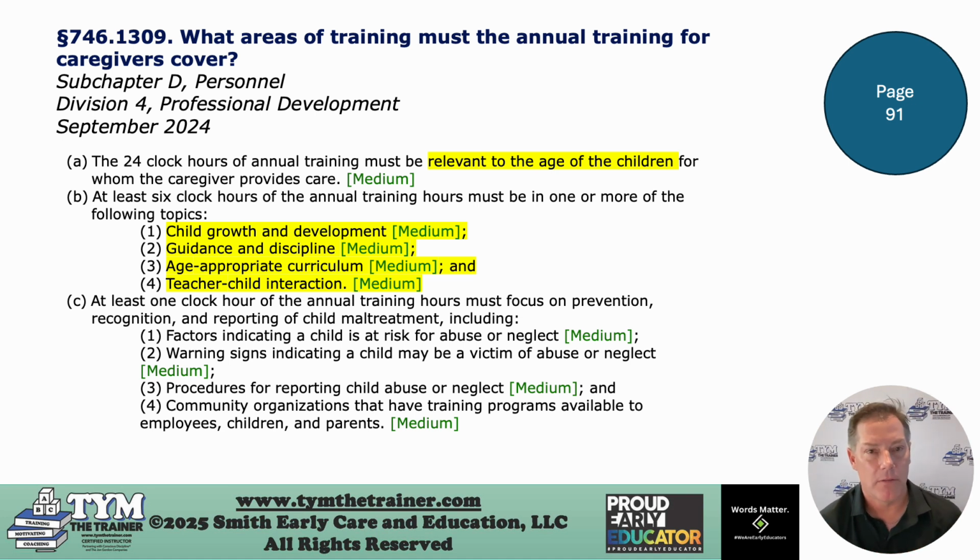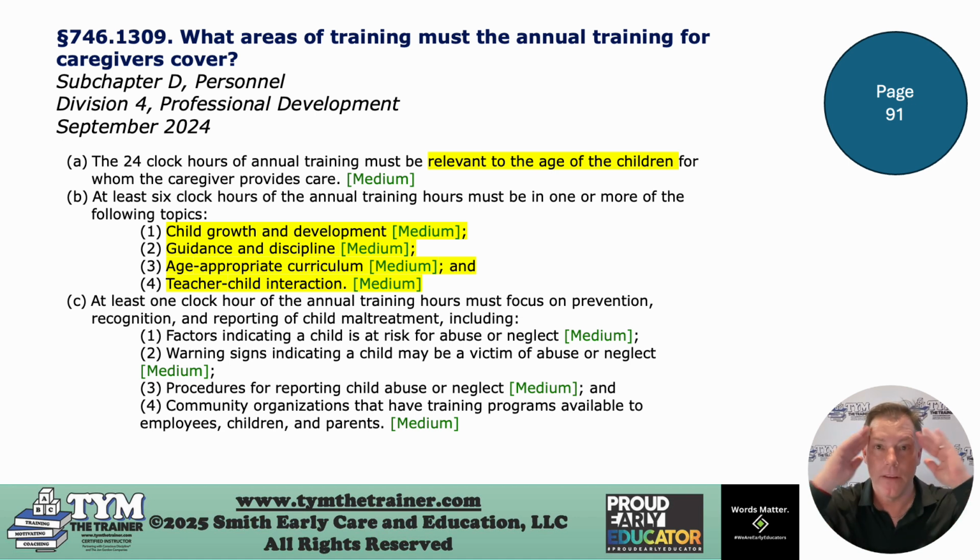The other big one right here is B as in boy. It says at least 6 clock hours of your annual training must be in one or more of the following topics: child growth and development, guidance and discipline, age-appropriate curriculum, and teacher-child interaction. So you need to make sure that every year, at least 6 of your 24 hours are in one or more of those 4 topics.